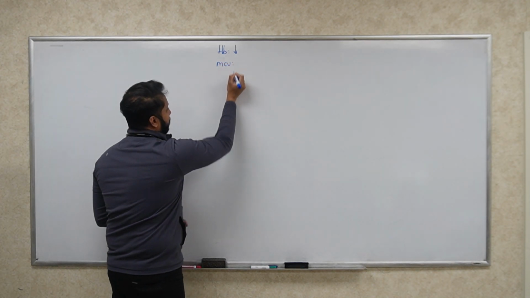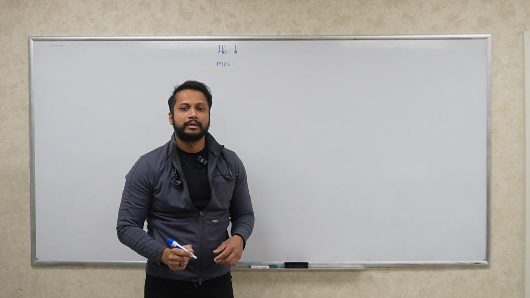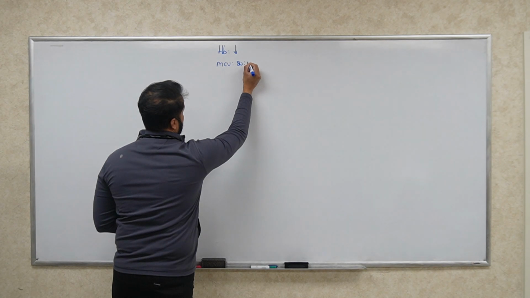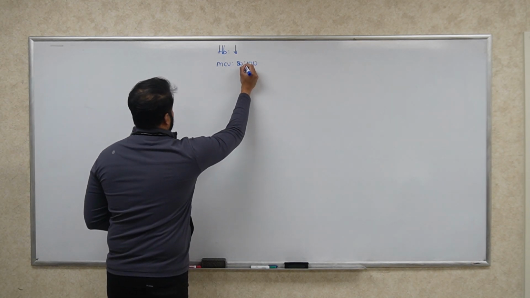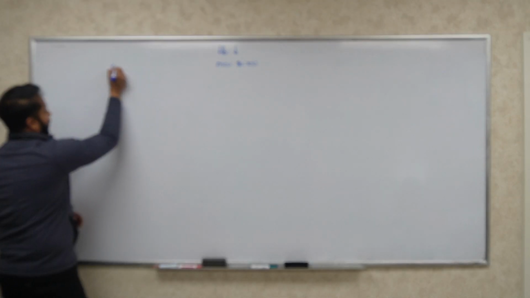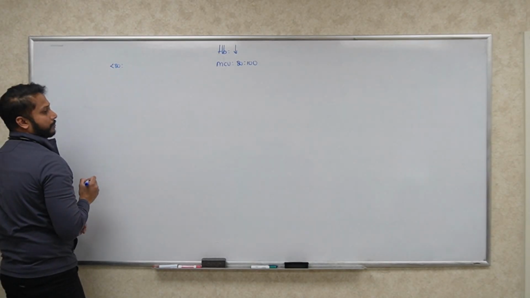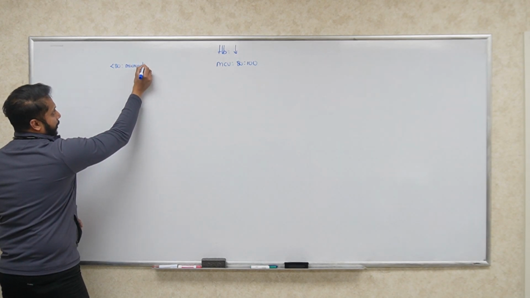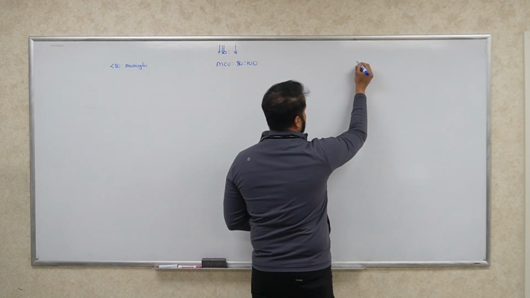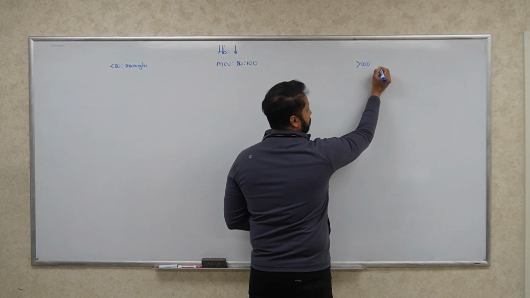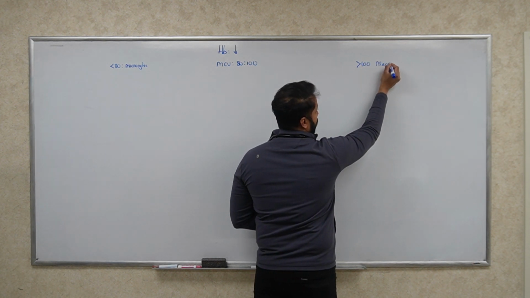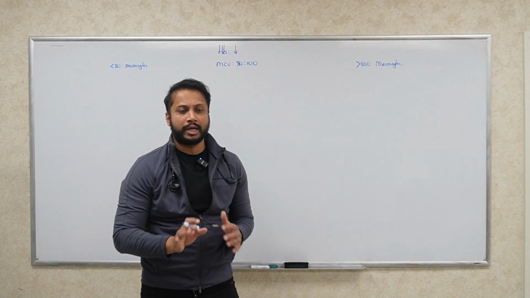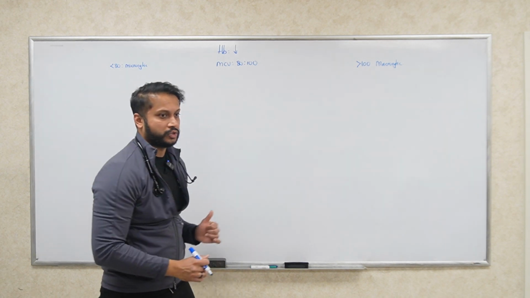Now when it goes to MCV, what is your normal MCV? Between 80 to 100. Okay, that's going to be normocytic. Okay, 80 to 100. Now if it is less than 80, we're going to call this microcytic. And if it is greater than 100, you're going to call it macrocytic. Okay?